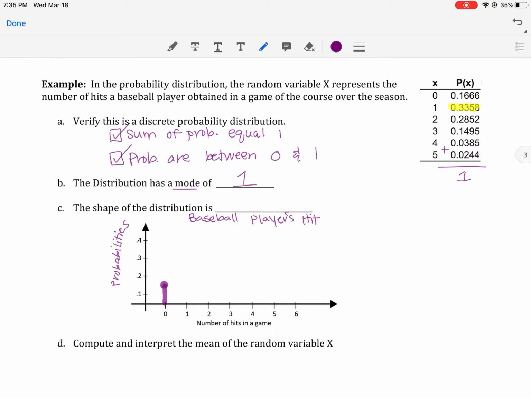Sometimes they have like a little dot at the top. 0.33 would be up here. They usually just draw a line connecting it. 0.28 is about here. And then we've got 0.149. And then I've got 0.03. And then I've got 0.02. And there's nothing there at 6. So as you take a look at that, as you think about the shape, I often like to draw on top. Which way is that skewed? That would be skewed right.